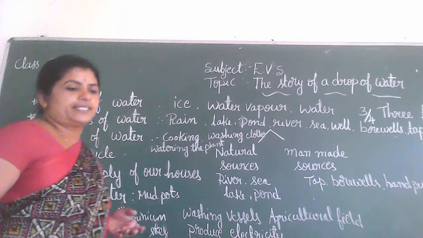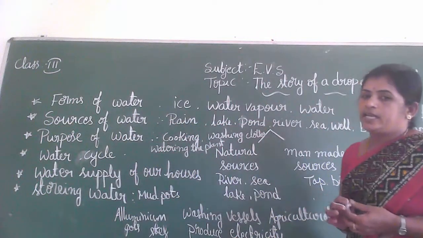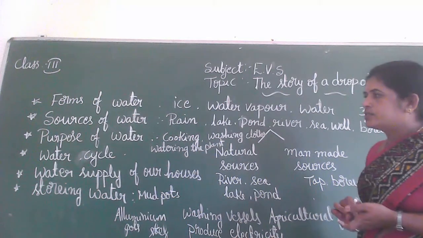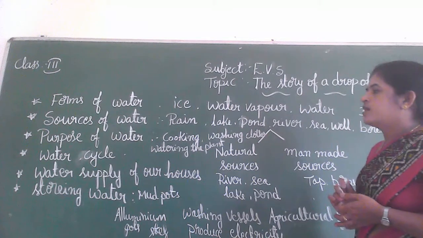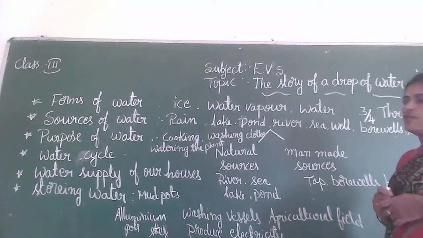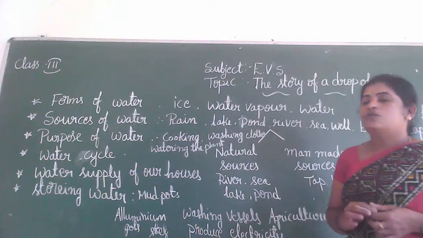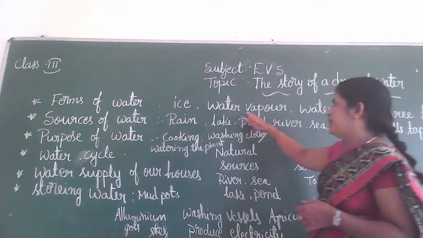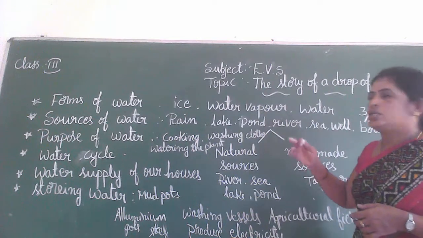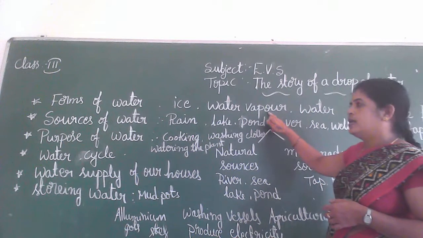You can understand, children. These are the main things you have to learn. These are the main things in this lesson. First one, forms of water, and then sources of water, purpose of water, water cycle, water supply to our houses, storing water. First one, forms of water. There are three forms of water: ice, water vapor, and water. We can cool water to change it into ice. We can heat water to change it into water vapor.